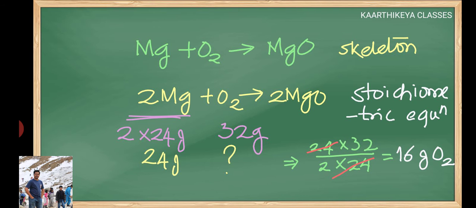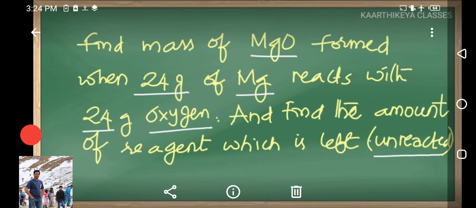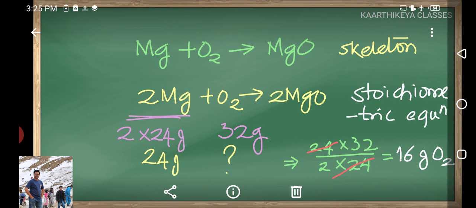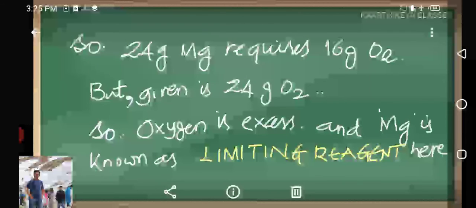But in the question, 24 grams of oxygen is given, and only 16 grams of oxygen is enough. So we can say 8 grams of oxygen is given in excess. So oxygen is not the limiting reagent, it is in excess. The limiting reagent is magnesium, so you need to solve the question based on magnesium. Here you can see 24 grams of magnesium requires 16 grams of oxygen, but 24 grams of oxygen is given. So oxygen is in excess and magnesium is known as the limiting reagent.